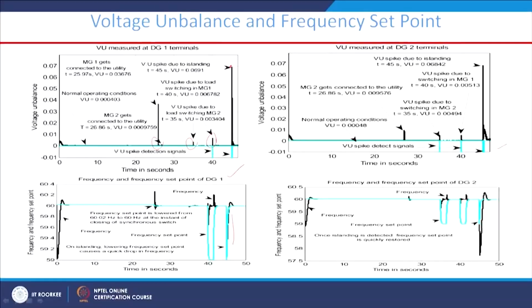Similarly, this is for the DG2 terminal. Here you can see they have set the frequency value from 60 to 59 for 1.5 seconds. Again here they have done the same thing. At this point you can see the frequency dropping very quickly to below 59.2 hertz, and at this point the value of this UV spike is quite large, and that is why it indicates there is some islanding situation.